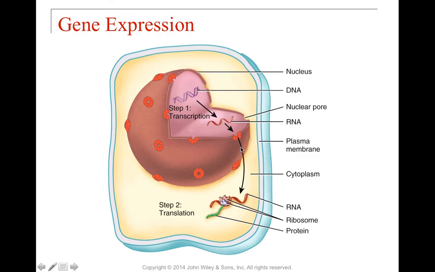But basically, after we have created RNA from DNA, so we take a long strand of DNA and we make a copy of it, that's called transcription. And then we export it through the nuclear pore into the cytoplasm, where it's going to bind up with ribosomes and create the protein. That's called translation.